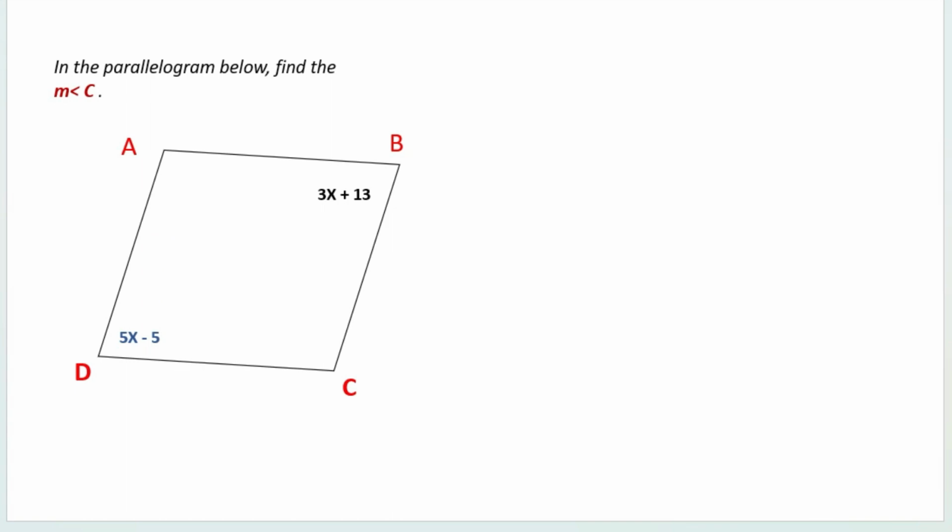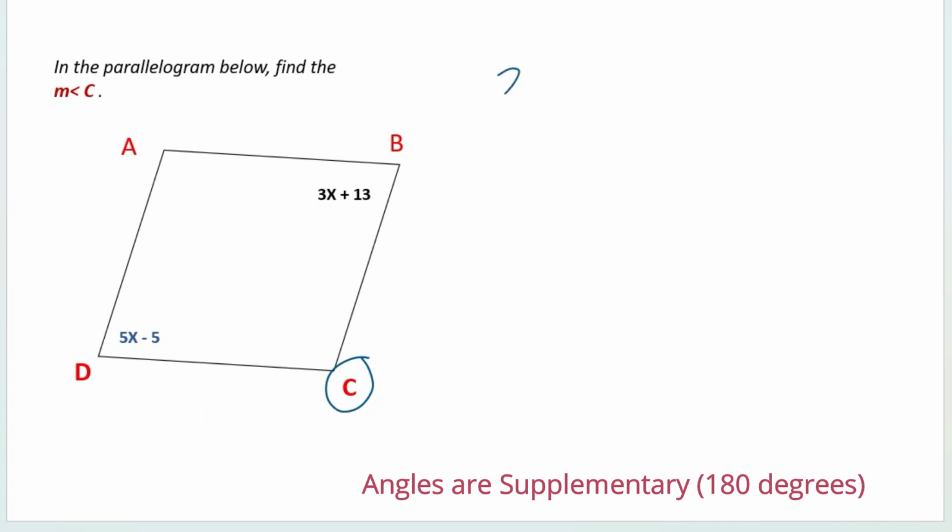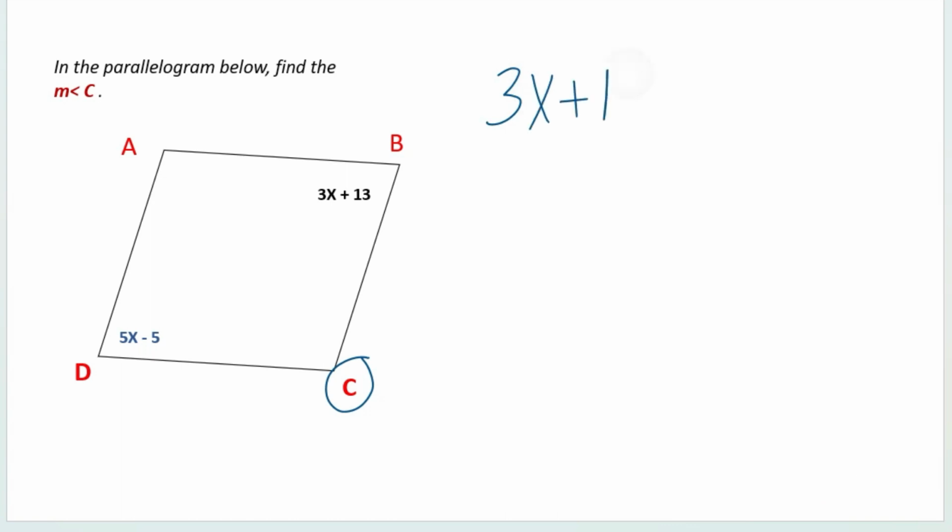This next screen says, in the parallelogram below, find the measure of C. So again, I do have opposite angles that I can set, and then I'm going to use the consecutive angles or supplementary, which means that they would equal 180 degrees. So let's first start by setting 3x plus 13 equal to 5x minus 5.